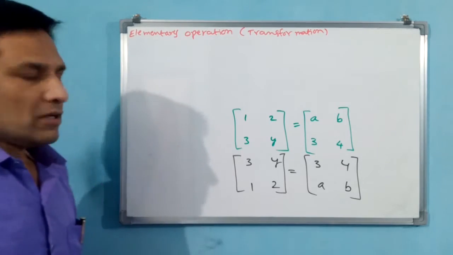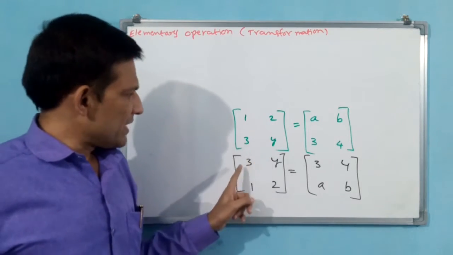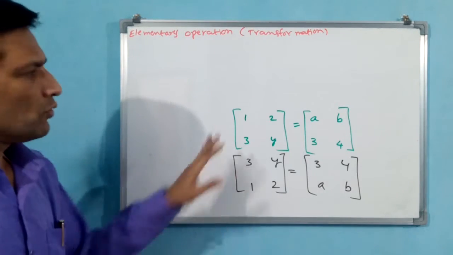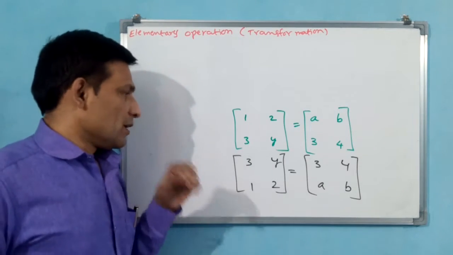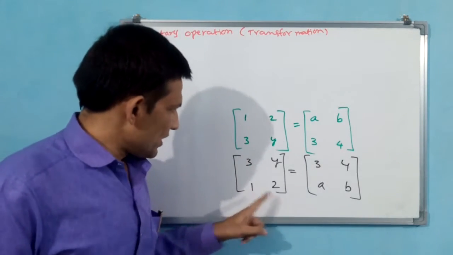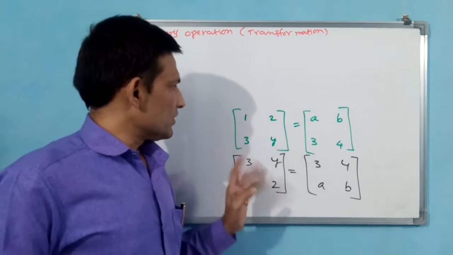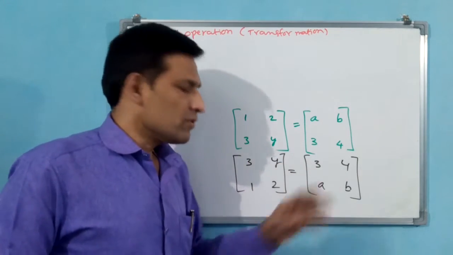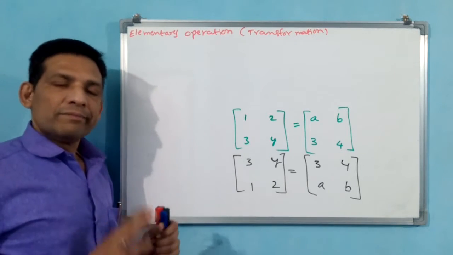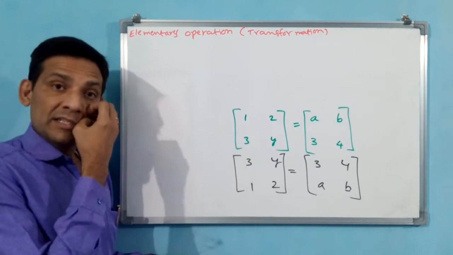Compare both top matrices and bottom matrices. 1, 2, 3, y, but here 3, y, 1, 2. a, b, 3, 4, but here 3, 4, a, b. Both are different. But if you see the values, a is equal to 1, b is equal to 2. Here also a is equal to 1, b is equal to 2. Here also 3 is equal to 3, and y is equal to 4. Here also y is equal to 4. That means even though you have changed, nothing has been changed. Value is not changed. That means the matrix is intact.